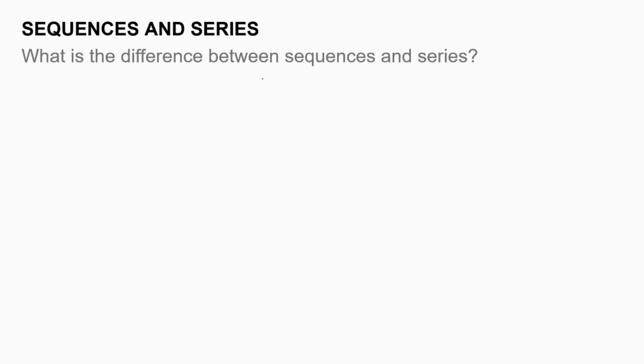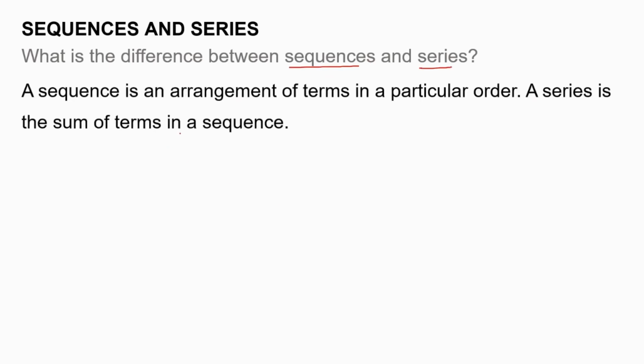What is the difference between sequences and series? A sequence is an arrangement of terms in a particular order, whilst a series is the sum of the terms in a sequence. Let me give you an example. Let's say we have 3, 5, 7, 9, like that. So this is a sequence. It's just an arrangement of terms in this order, whereby we have a common difference of 2.